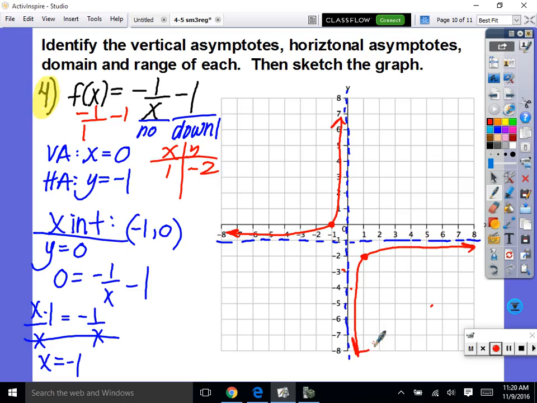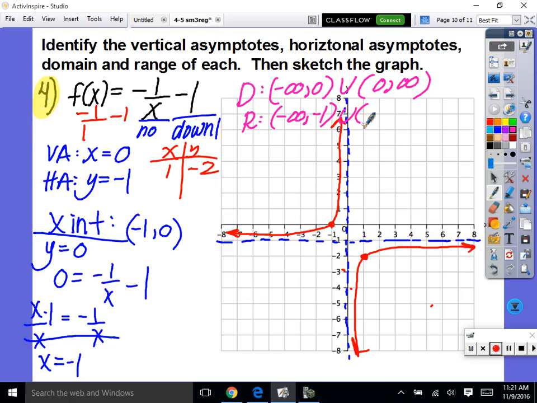Let's do domain and range. Domain: negative infinity up to 0, union 0 to infinity. And our range is negative infinity up to negative 1, union negative 1 to positive infinity. So our asymptotes make domain and range just very, very quick.